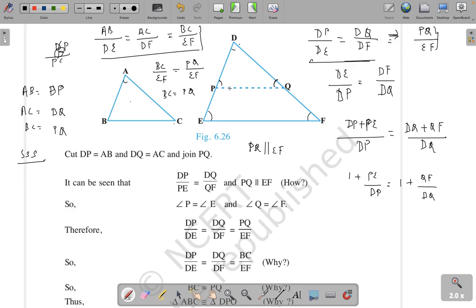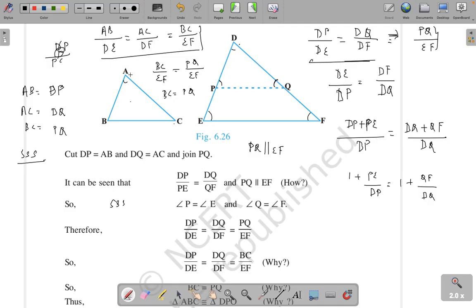By which criteria? SSS. Yeah, because we were given the sides. Right, so what are the steps? First thing we do is we draw a triangle inside that triangle such that AB equals DP and AC equals DQ. This is the first thing that we did. Right, now we used what was given.